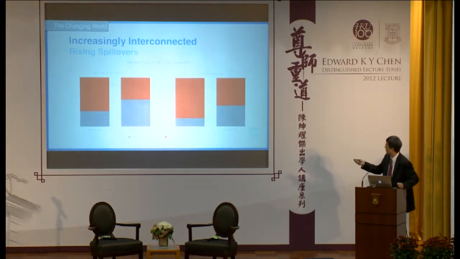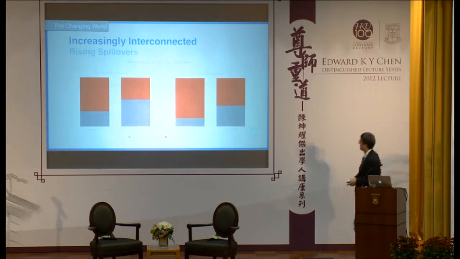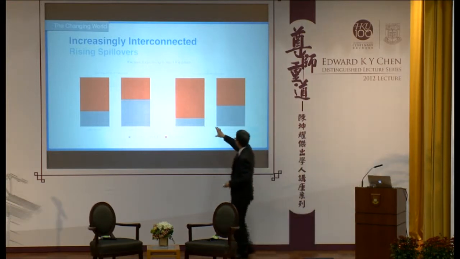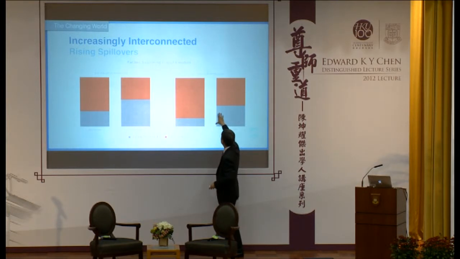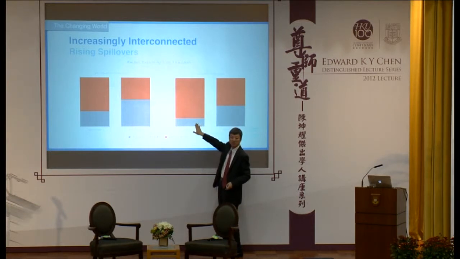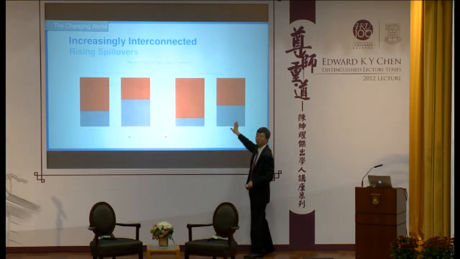The same thing happens in the advanced economy. In the advanced economy, it's smaller, but the change is big. You see, before the crisis in the advanced economy, it's only 20% external shock explaining the output variation. Today, 40%.